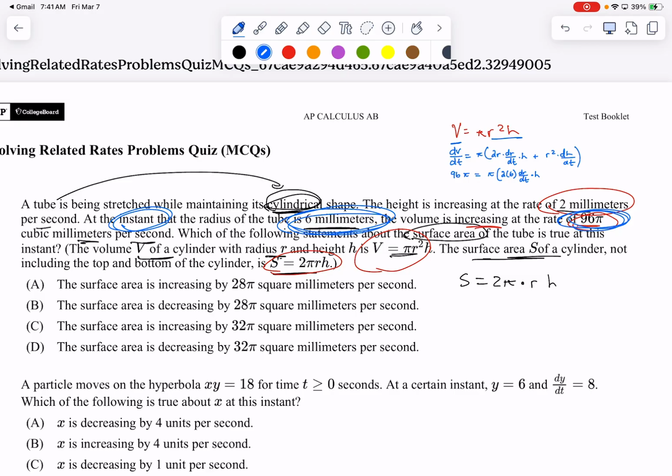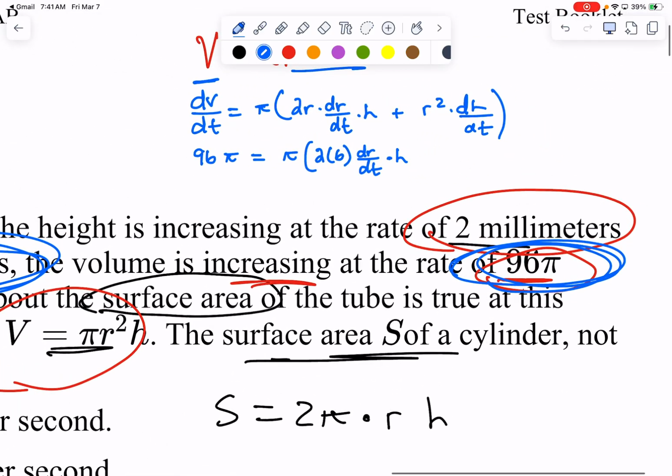I don't see h, do you? It gives you dh/dt. I know dh/dt. Interesting. Plus r squared. What's r? 6 squared times dh/dt. I don't know h, though. Do I? I do know dh/dt. What is dh/dt? 2. So I do know that.